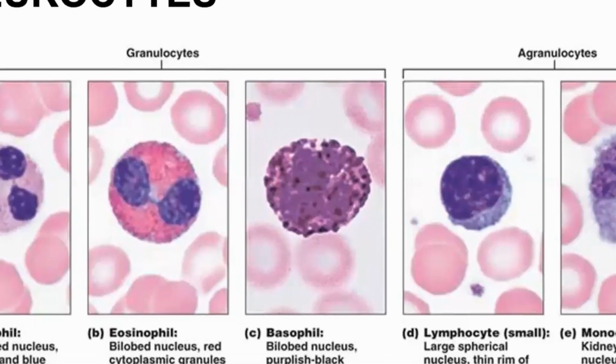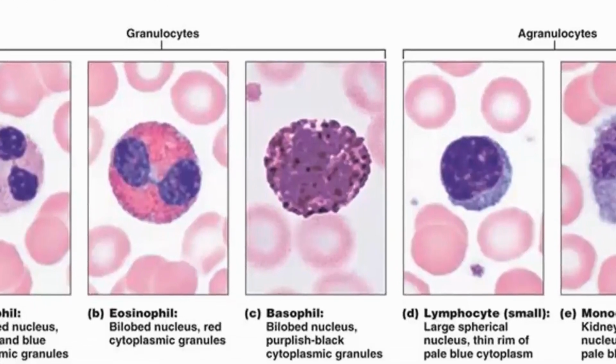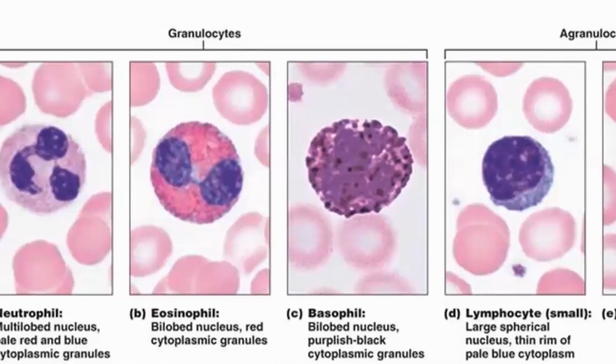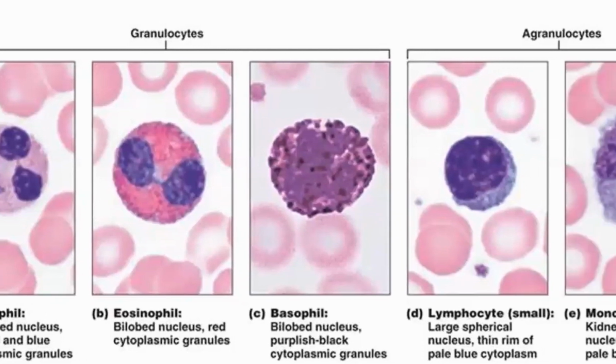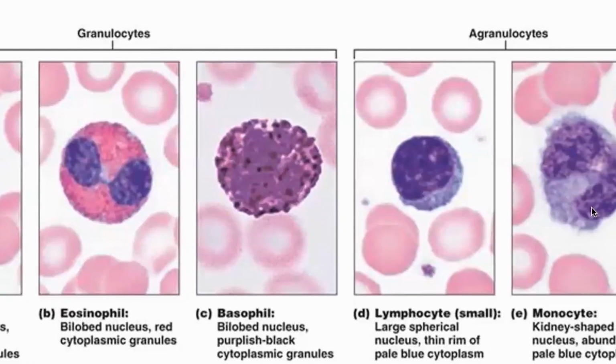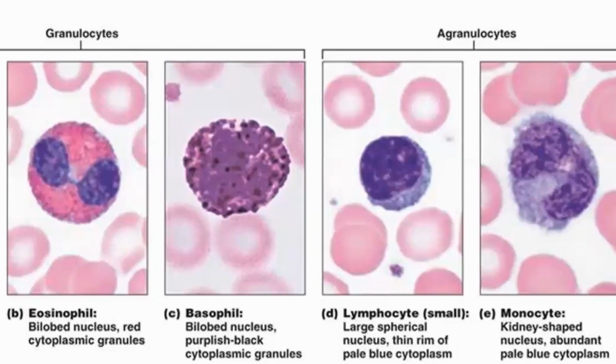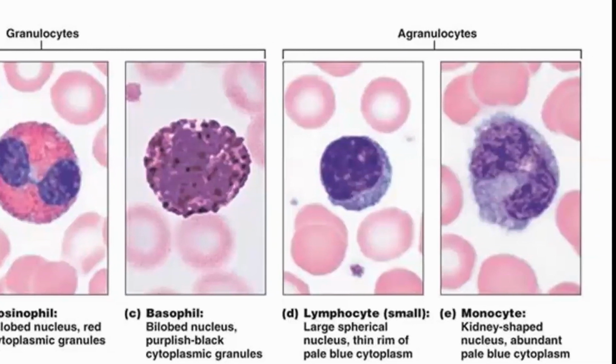But the monocytes have a big kidney-shaped nucleus. And remember that the monocytes become the macrophages. The macrophages are in the peripheral circulation and the connective tissues. When you see them in the connective tissues, they are macrophages.